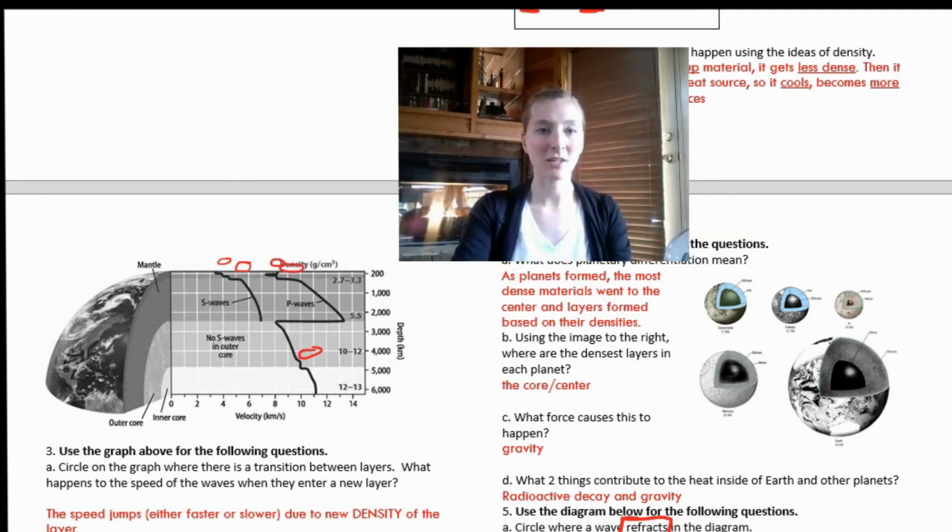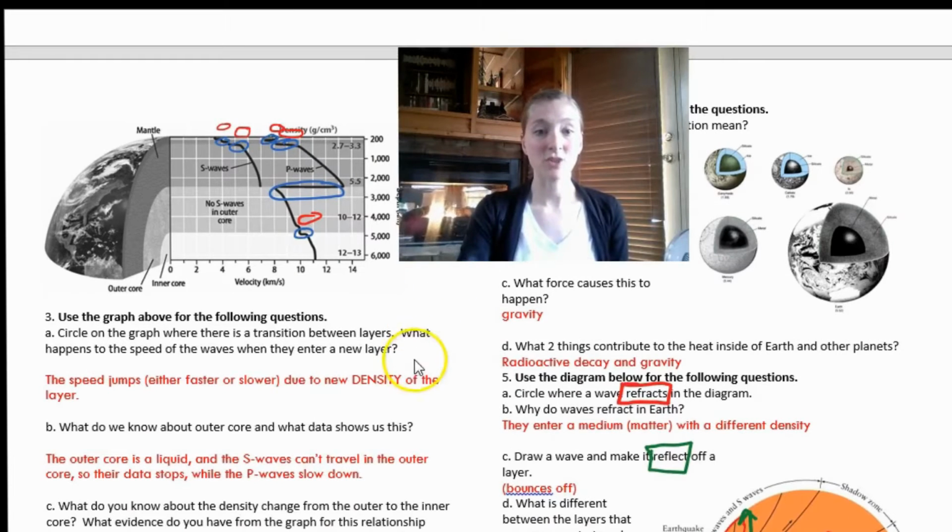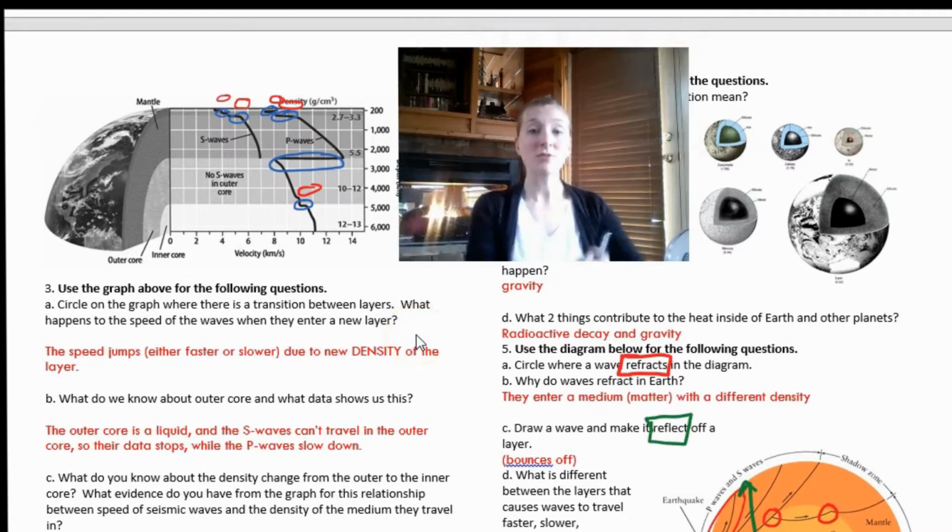All right, so now we've got to look at this drawing here, and it told you to circle where there was a change in a layer. So I had some there originally, and somehow they got all silly. So I'm going to use a blue pen. Every time you see this big horizontal jump, that's telling you that there was a change in a layer. So how do we know? Well, the speed is going to jump either faster or slower due to a new density. So every time you see that horizontal jump in speed, whether it's going faster or slower, it's indicating that there was a change in density and that the wave now is traveling at a different speed.